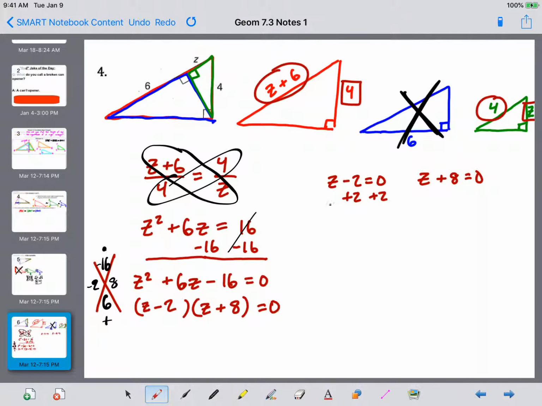So over here, if we add 2, we end up with Z equals 0 plus 2, which is 2. Over here, we can subtract 8, and 0 minus 8 is negative 8. Now, only one of these answers actually makes sense. Z is a length. So you can't really have a negative 8 for a length, so technically it's a solution, but in the context of this problem, only 2 is the one that makes sense.